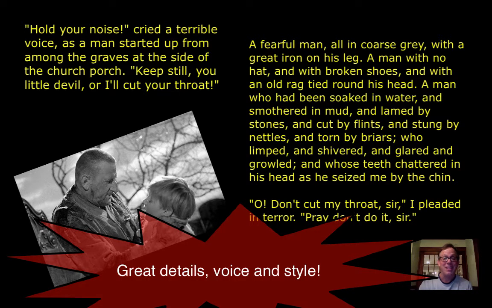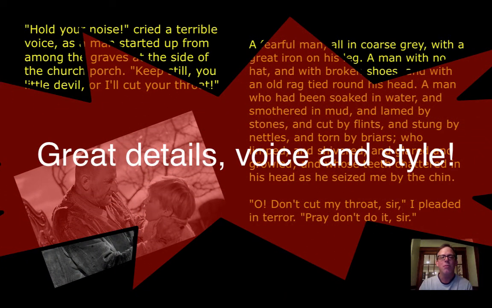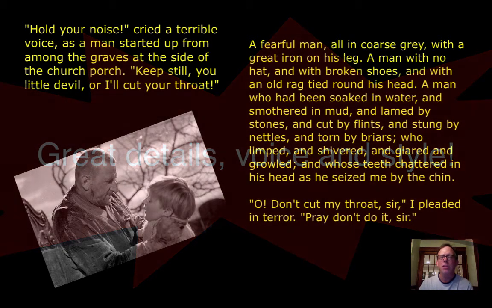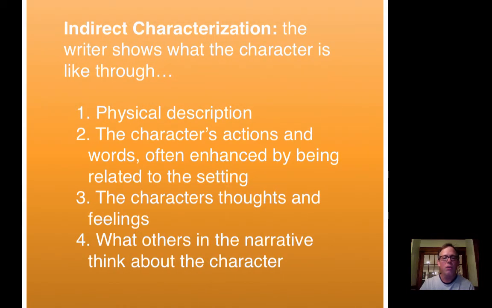This is a fantastic character. His name is Abel Magwitch, and there's great details, an amazing voice, and a style that just grabs the reader through its repetition, through its wonderful rhythm. This is masterful writing. And you probably figured out that Dickens is also using a lot of other techniques, and they are, okay, you ready? Techniques for indirect characterization is when a writer shows what a character is like through physical description.